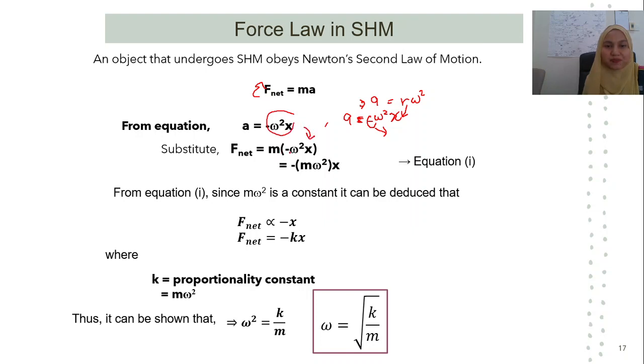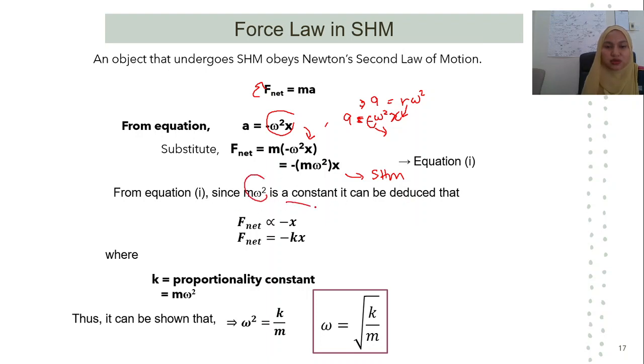Replace a by negative omega squared x. Then multiply, we got a new equation of F net for simple harmonic motion, which is F equal to negative m omega squared multiplied with displacement. So don't label this one as equation number 1. Since m omega squared is a constant, it can be deduced that it is a constant.